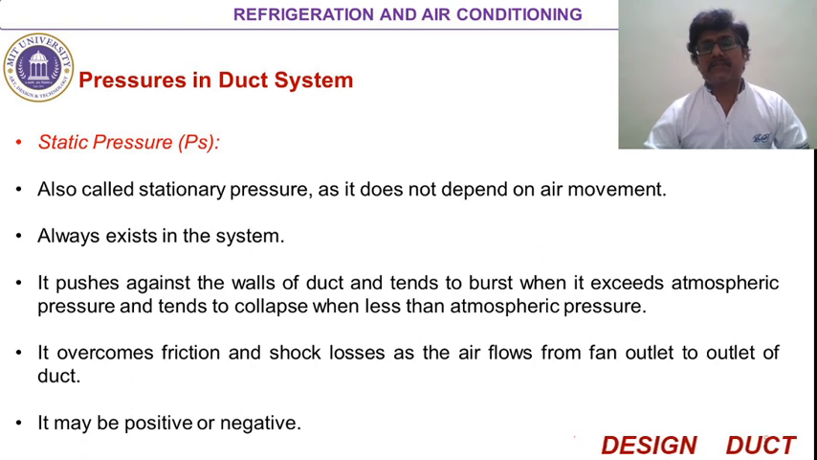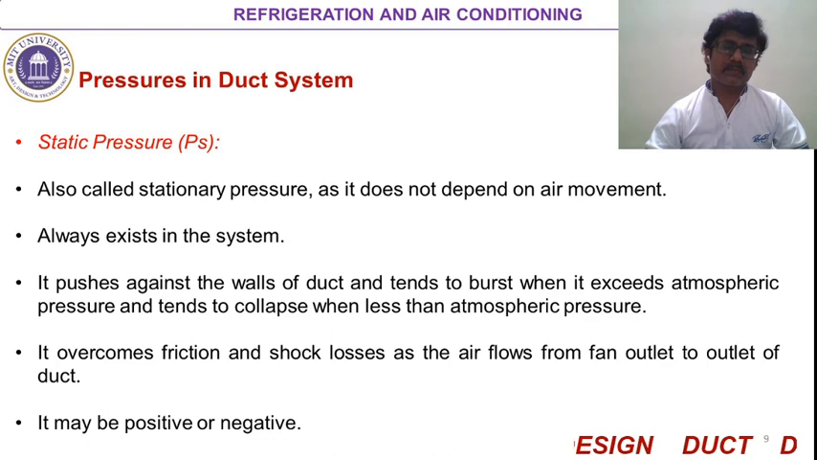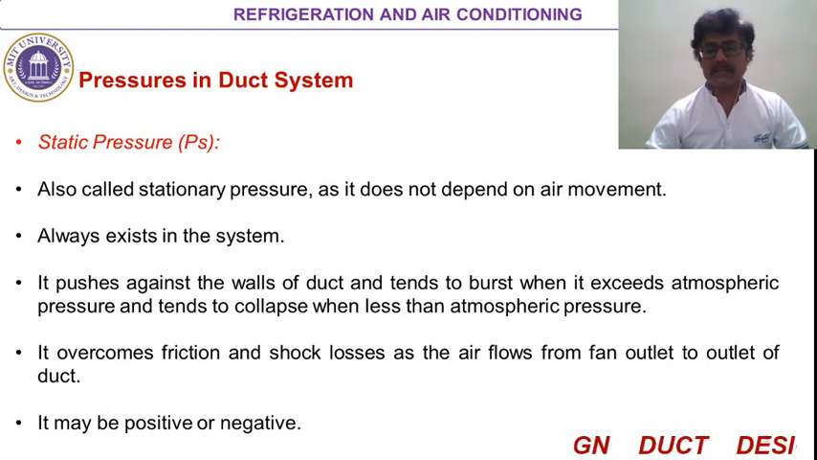The different pressures which are normally inseparable in the duct system are three. One is the static pressure, another is the dynamic pressure, and the third is the total pressure, which is the sum of the static pressure and the dynamic pressure. The static pressure, P subscript S, is also known as the stationary pressure. Why is it known as the stationary pressure? As it does not depend upon the air movement, it is independent of the air movement. That's why it is called the static pressure.